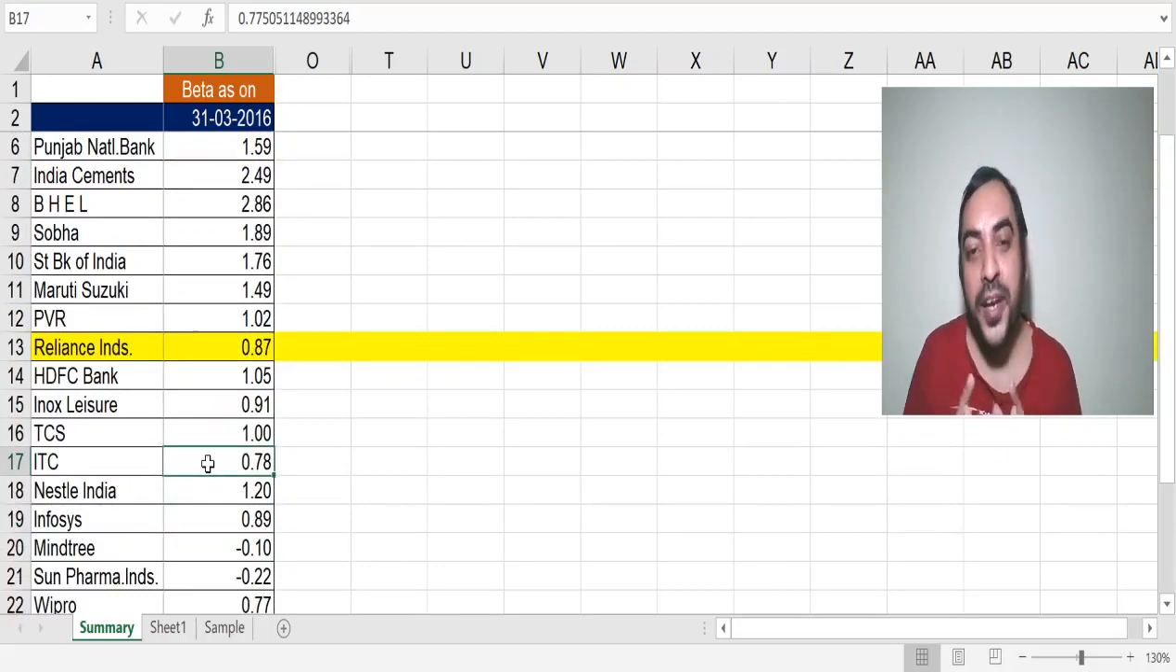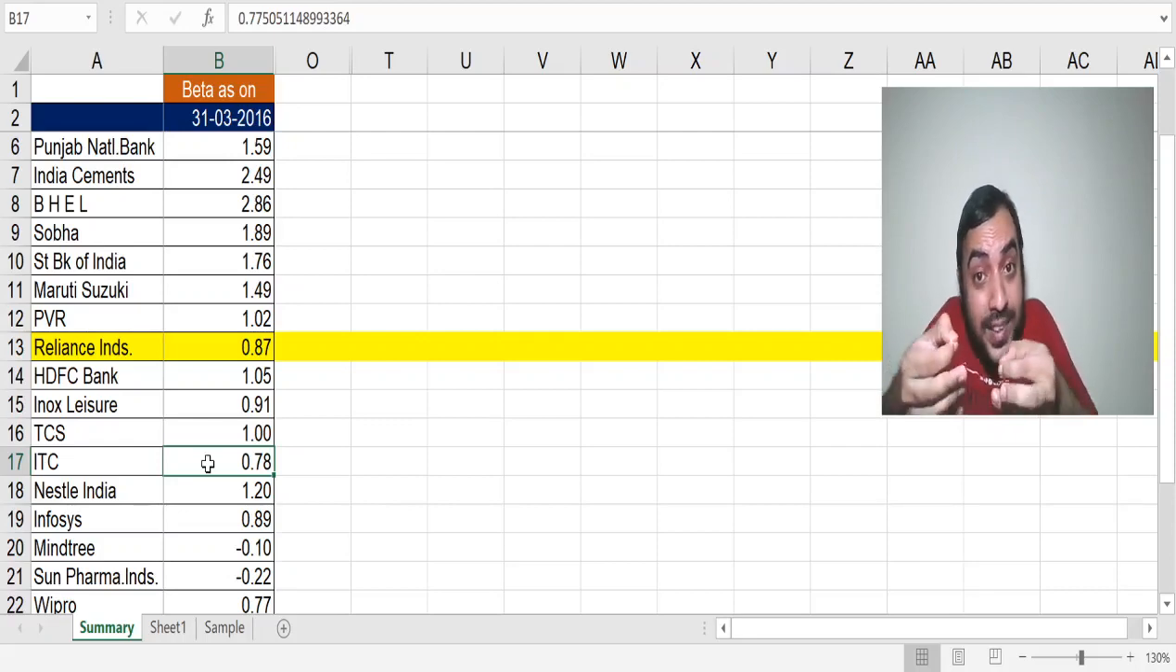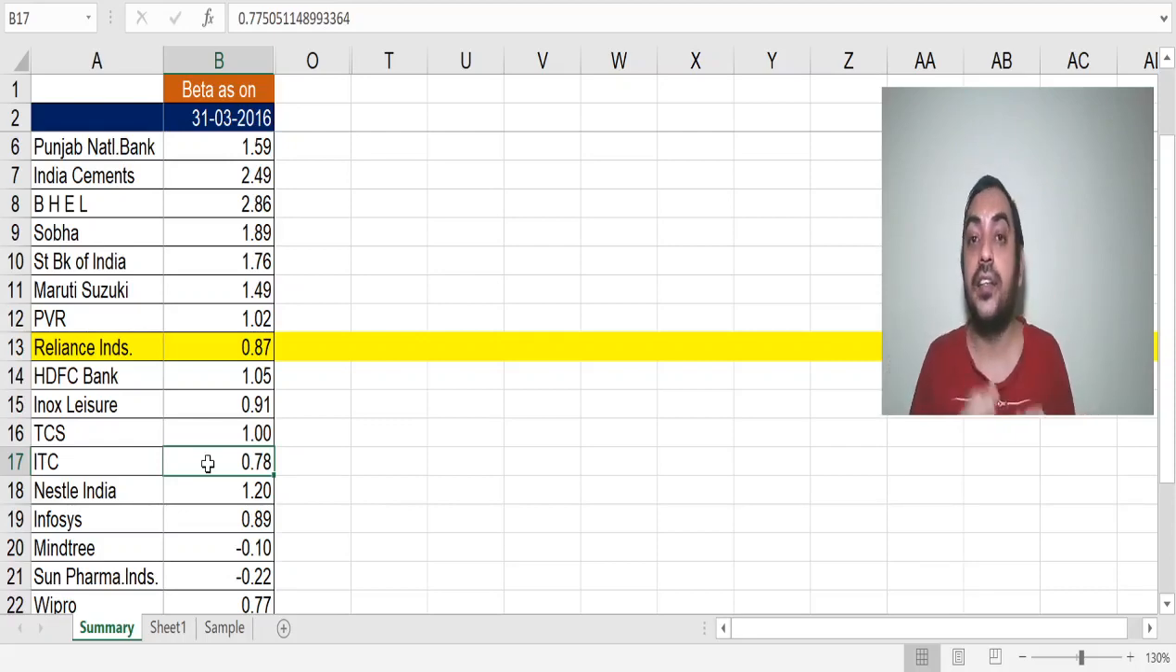Anyway, so the point I'm trying to tell here is that beta reflects risk. The company's risk is there, but you should also be able to analyze that some sectors, by their nature, are high-risk sectors. They will have higher beta, and some sectors like consumer sectors, by nature, are low-risk sectors. They will have lower betas.